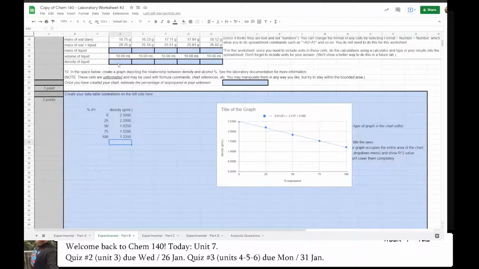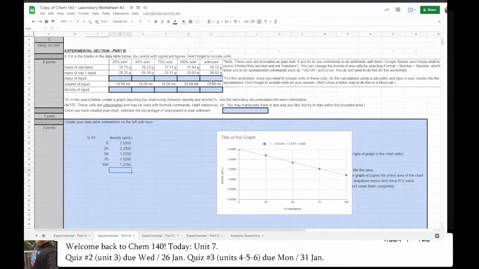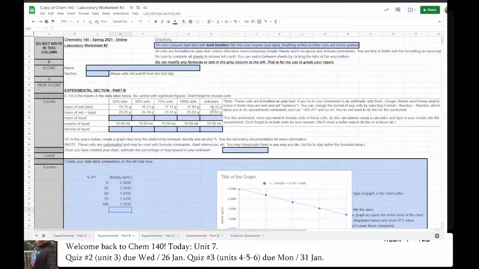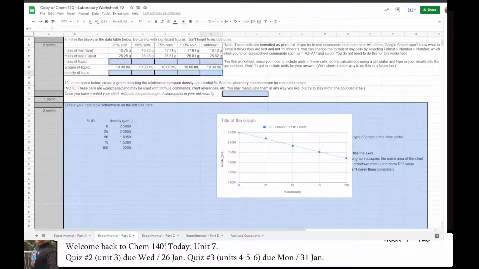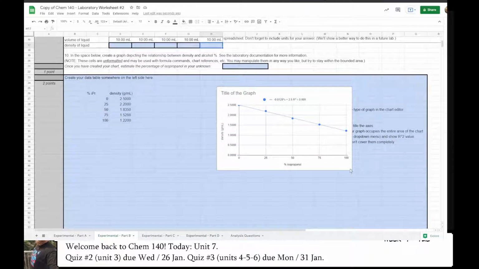In this case, you are also going to calculate an unknown, because you have an unknown amount of isopropanol in here, and it will have some density. You can use this chart to visually estimate that by saying, oh, my density was this, so therefore it must be this percentage of isopropanol. That's good enough, but if you'd like to use the equation, you can also do that. The equation is a better and more accurate way, but for our purposes, visually doing it on here is fine.